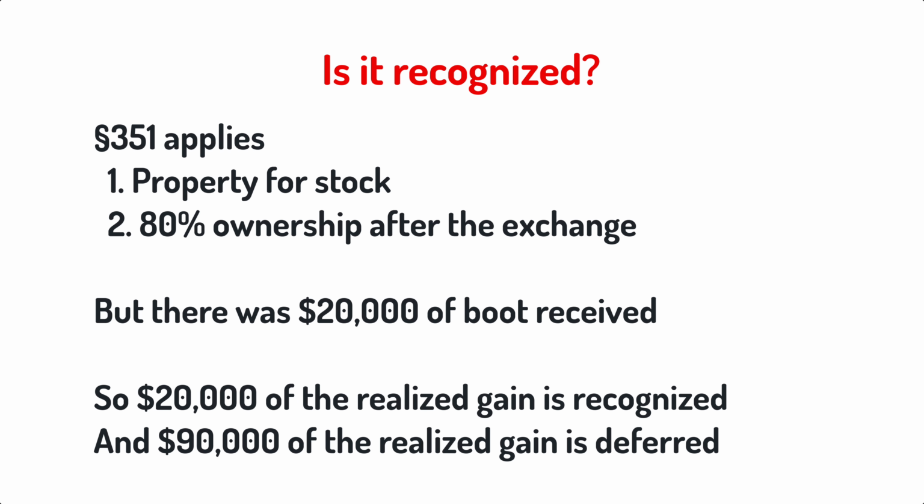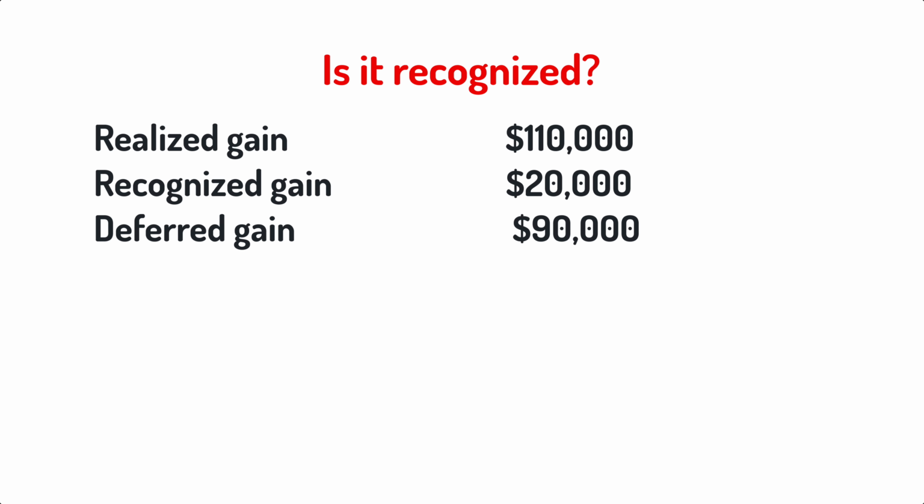Section 351 applies because it's property for stock, and Joe's in control immediately after the exchange. So generally, there's no gain recognized, except for the fact that $20,000 of boot is received. So of the $110,000 of realized gain, $20,000 is recognized and $90,000 is deferred. The $20,000 of recognized gain will show up on Joe's tax return, and he'll pay tax on it. The $90,000 of deferred gain will be taxed sometime in the future when another event occurs, most likely when Joe sells the stock.